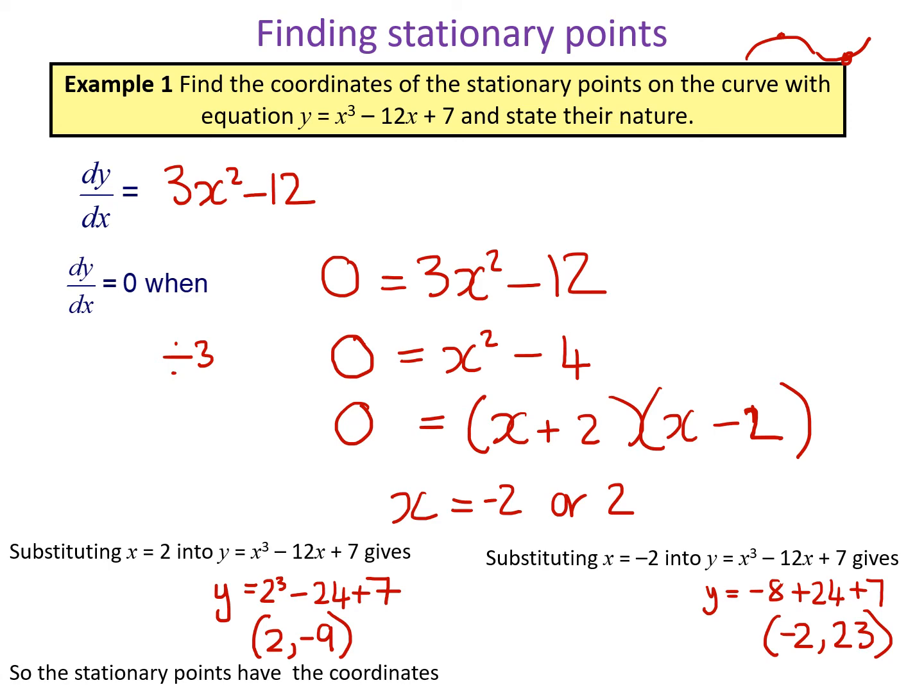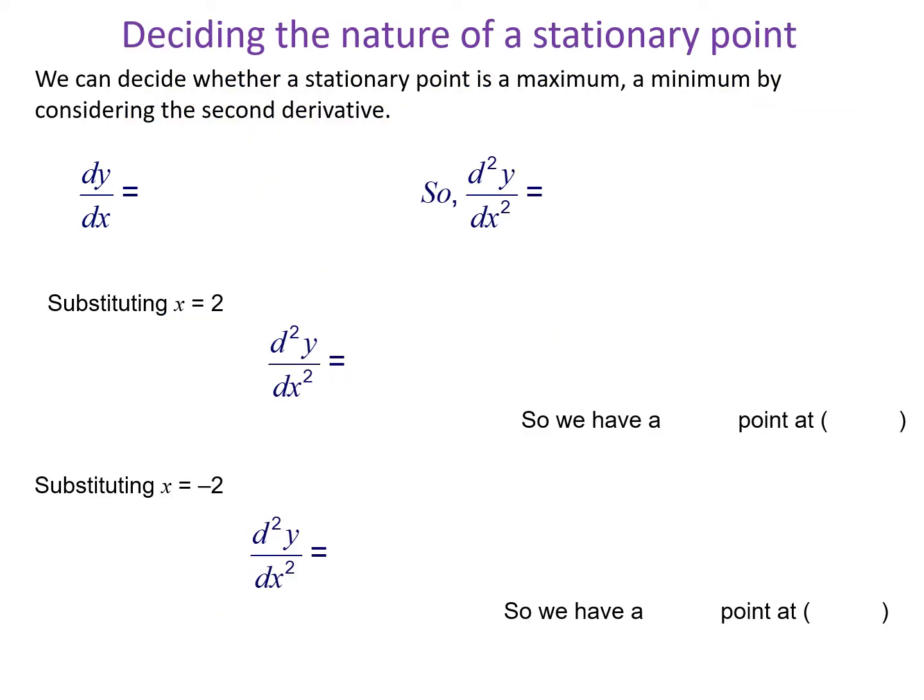So on we go. To find out which one's which, you need to differentiate again. Now we've just said dy/dx was 3x squared minus 12, wasn't it? If we differentiate that again, what we'll end up getting is 6x. The constant disappears. To find out what's going on at each point, when x was 2, that was one of the stationary points.